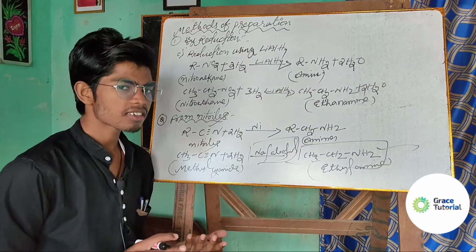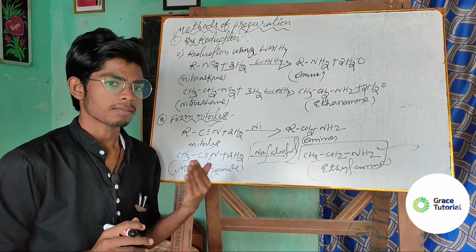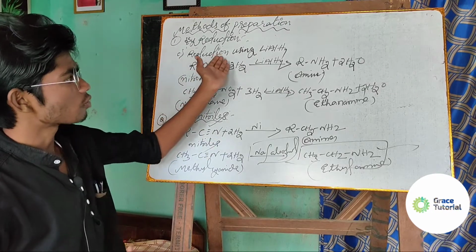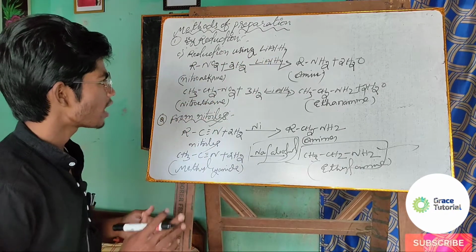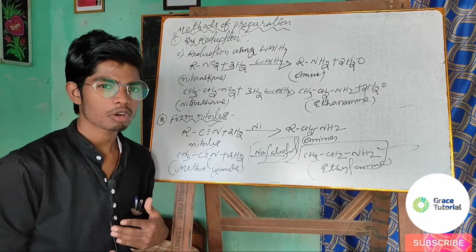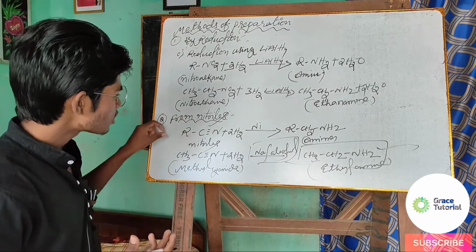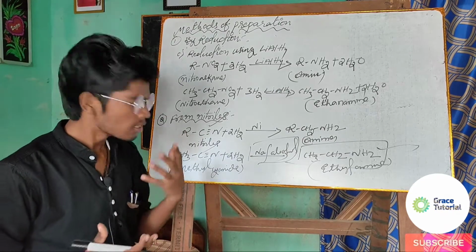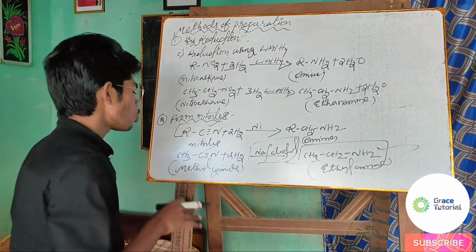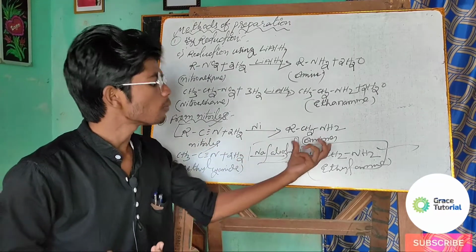So far we have discussed the first method of preparation, that is the reduction of nitroparaffins, using different methods like different catalysts such as lithium aluminum hydride, tin or HCl, or platinum, palladium or nickel. But the second method is also a reduction, but something different: the alkyl cyanide, or we can say the nitrile, gets reduced in the presence of nickel to form the amine.